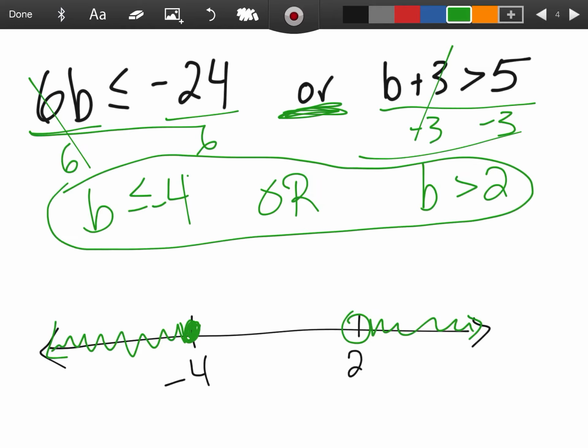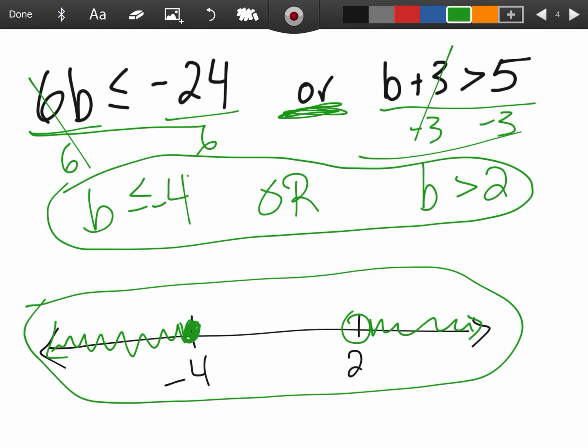So this is my full solution right here. b is less than or equal to -4, or b is greater than 2. And it's written exactly like that. And then on a number line, here's my solution graphed. All right, so with or, it's both lines. It's not the intersection. It's just, well, it could be this line or it could be this line.